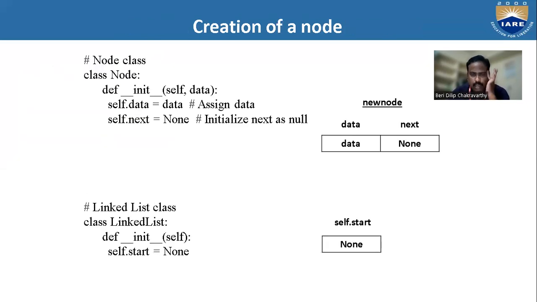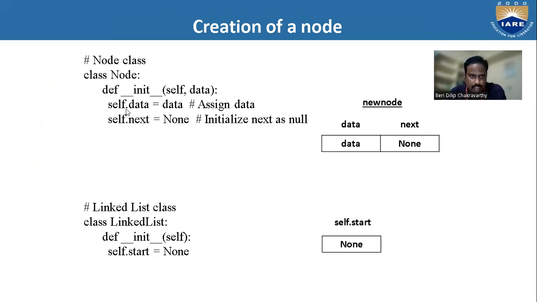First, how we are going to create a node. These are the basic instructions we need to know. First, this is the node structure. It consists of data, and as it is not pointing to any other node, we are placing here None or null. We can say it as null.